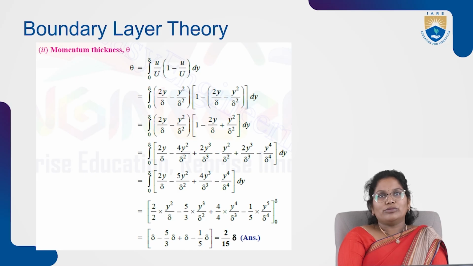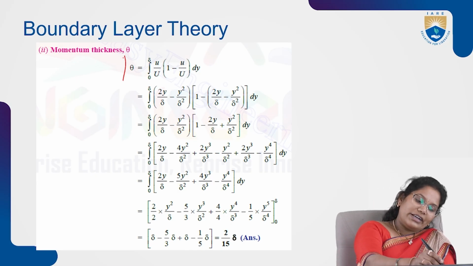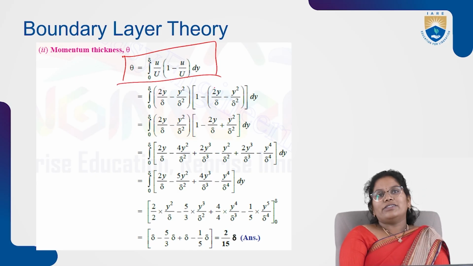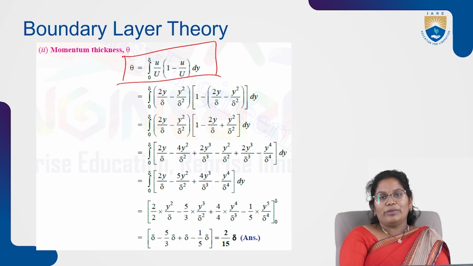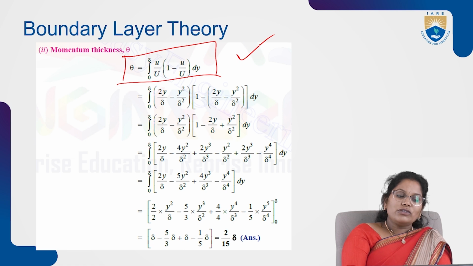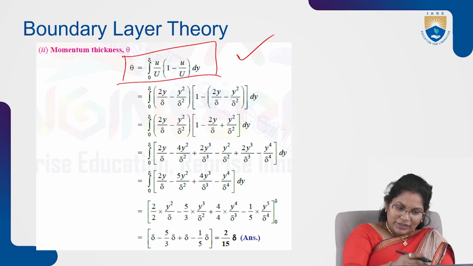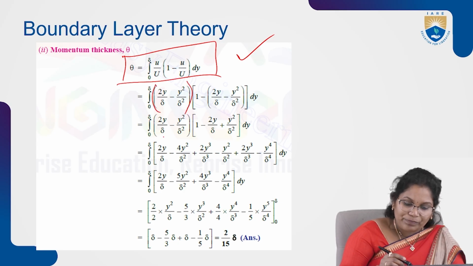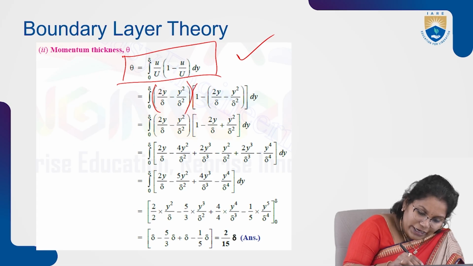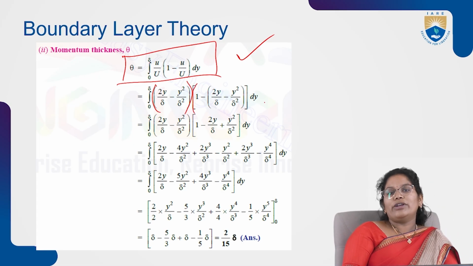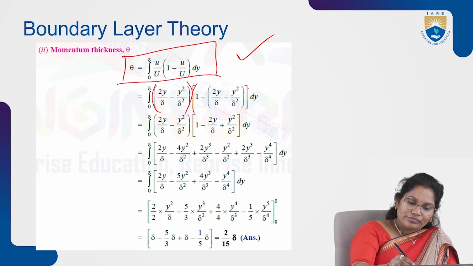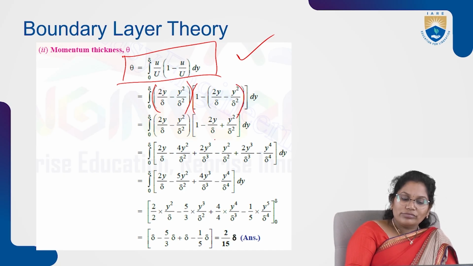Now momentum thickness. This is the standard equation: delta theta is equal to integration of 0 to delta of u by capital U into 1 minus small u by capital U into dy. So in place of u by capital U, we are writing 2y by delta minus y square by delta square, and here 1 minus 2y by delta minus y square by delta square into dy.